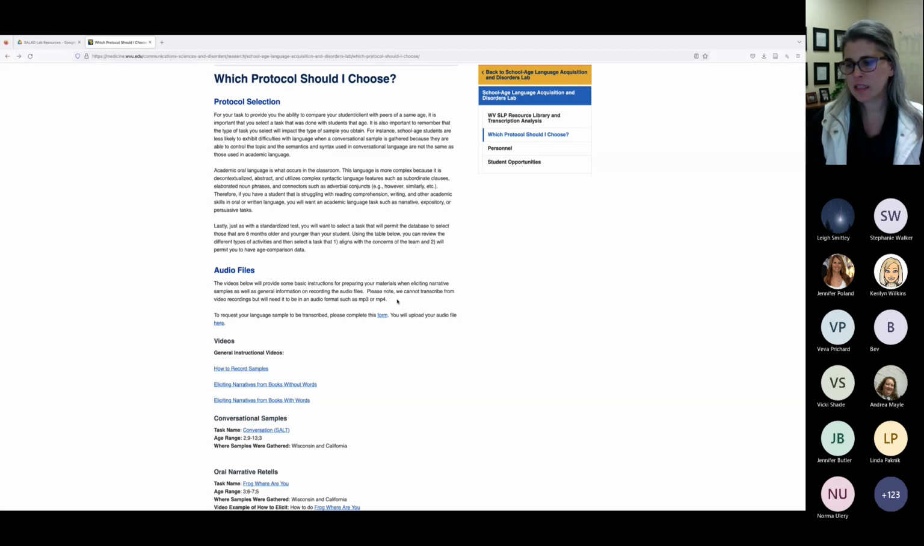And then I know I said this earlier, but if you can go into your recording settings and set it to MP3, it just saves us time.